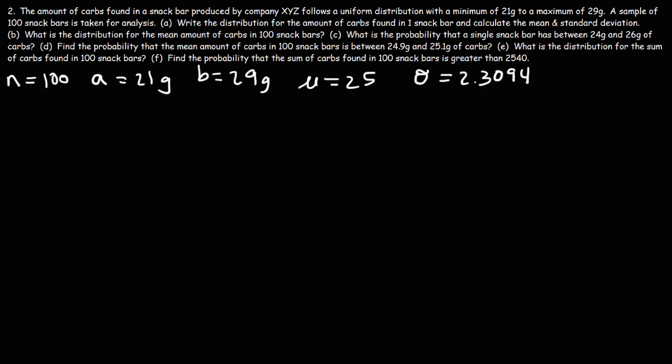Now let's move on to part C. What is the probability that a single snack bar has between 24 grams and 26 grams of carbs? Go ahead and try that. So we know that n is 1. So this raises a question. Are we dealing with a population distribution or a sampling distribution? Since we're analyzing a single item, we're dealing with a population distribution, and it has the shape of a uniform distribution. So let's graph it.